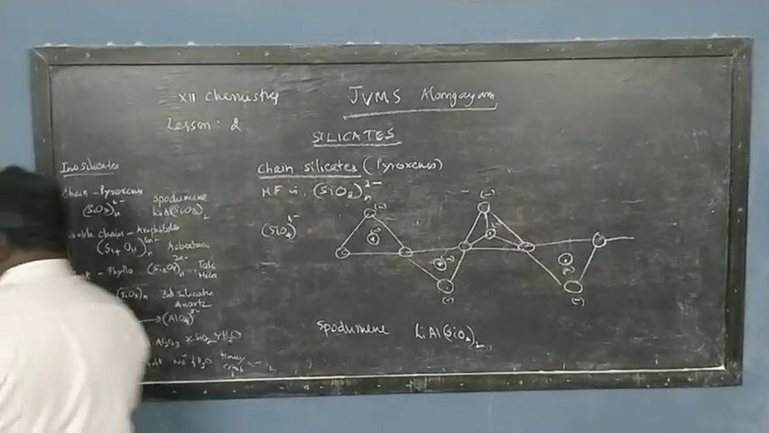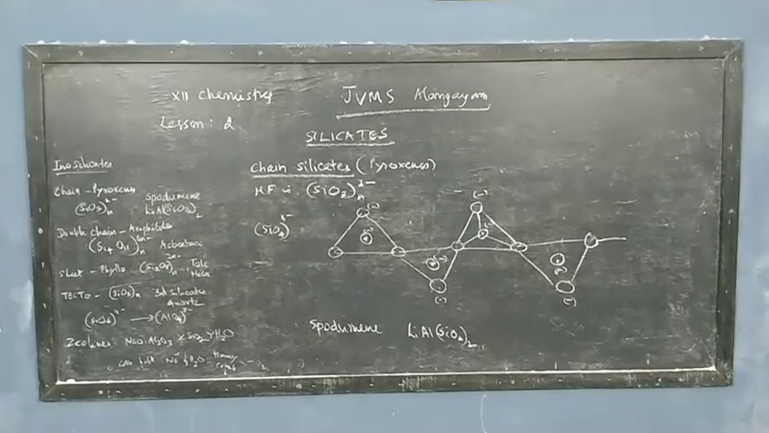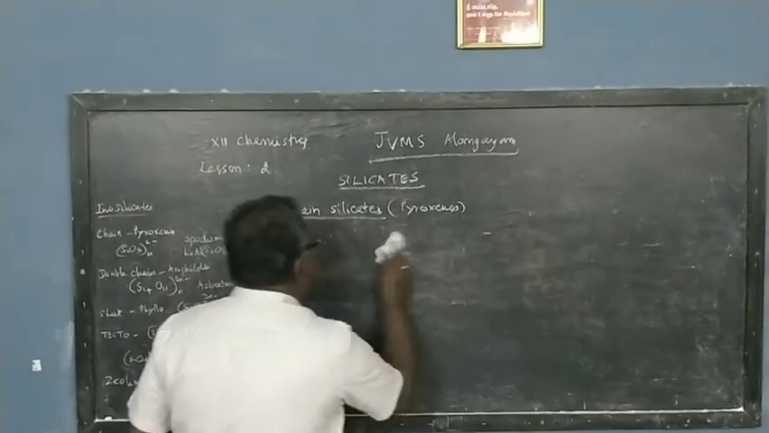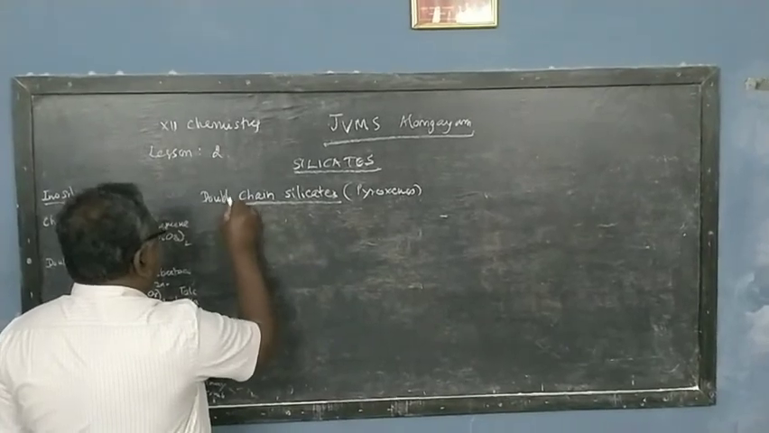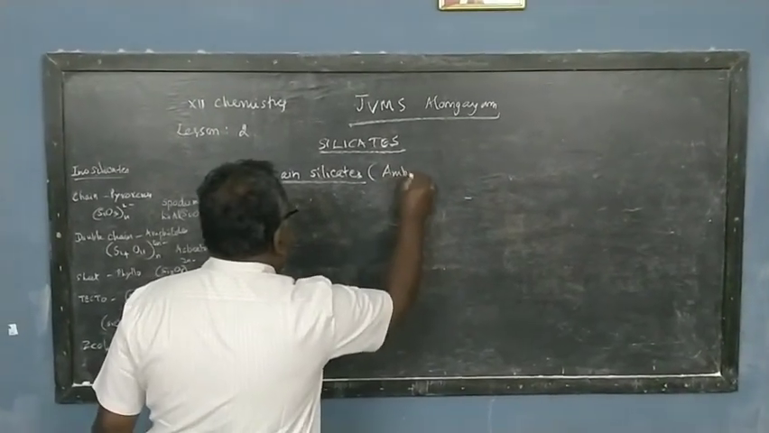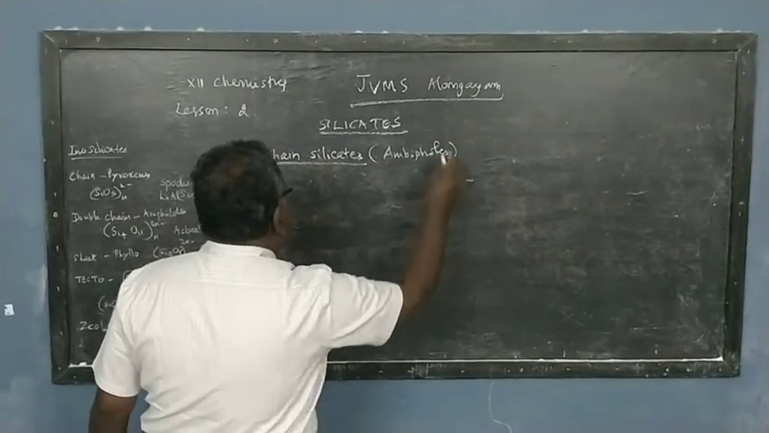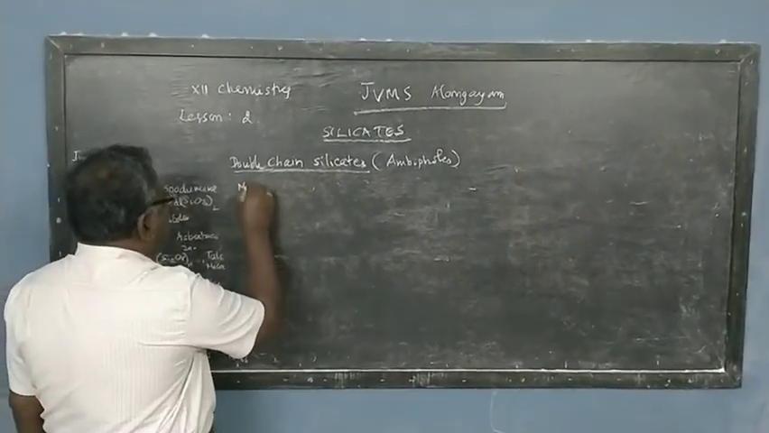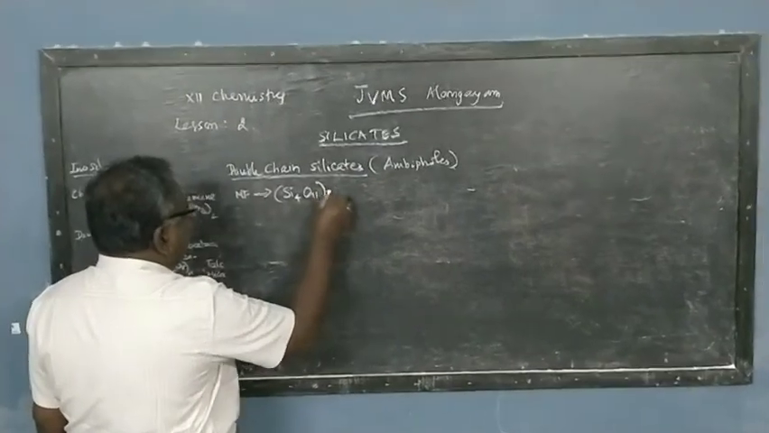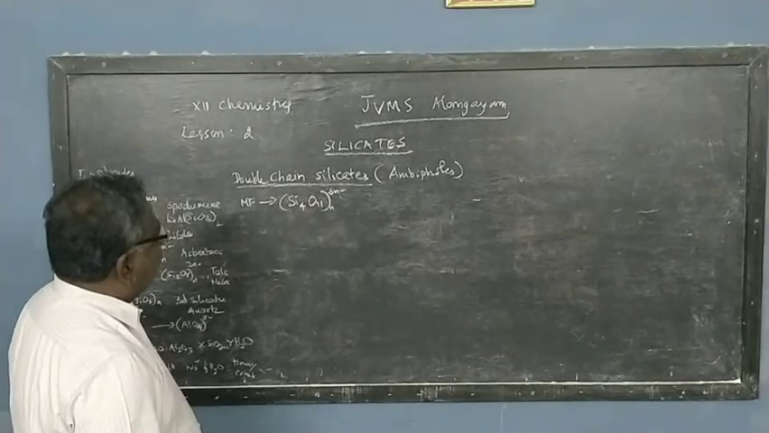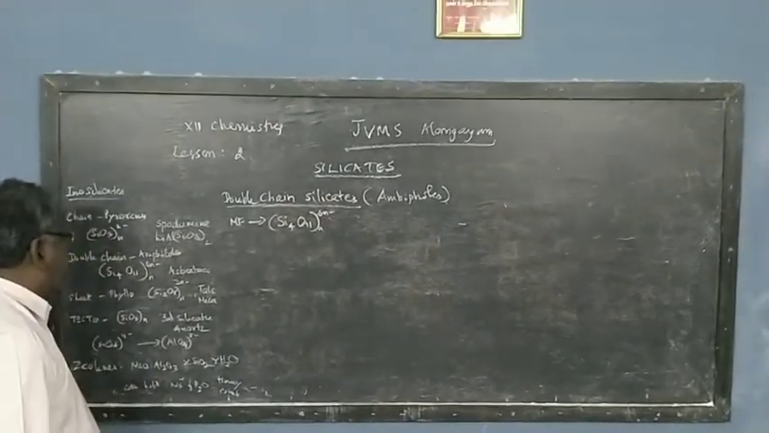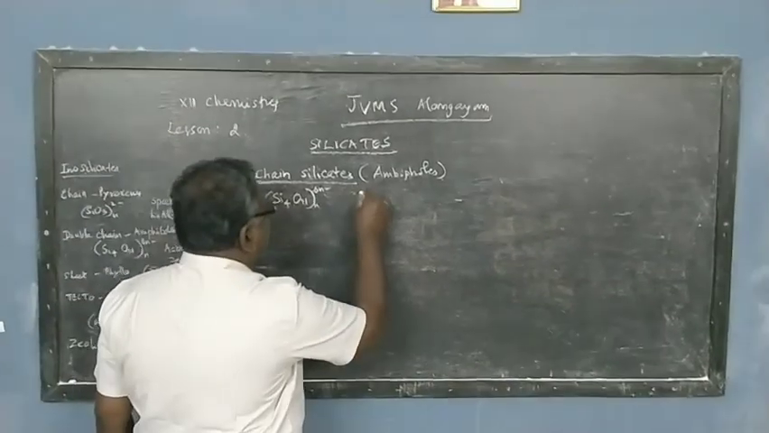And the next type of silicates that we are taking up is double chain silicates. In the double chain silicates, they are called amphiboles. This is the commercial name given for this. The molecular formula of this is (Si4O11)n 6n minus, which is the double chain silicate. The best example for this is asbestos.